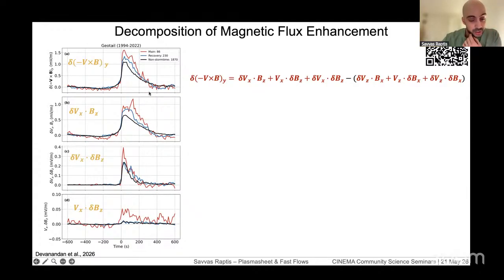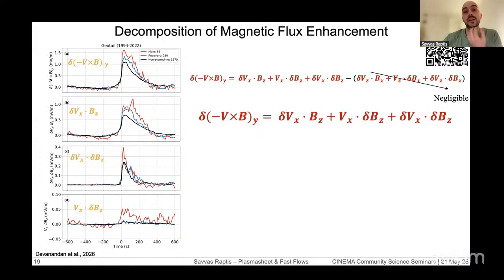Anusri took all the events we had and showed that the difference in EY can be decomposed into different components. So we have the difference in the velocity multiplied by the background field, the difference in velocity multiplied by the difference in field, and the background velocity multiplied by the difference in the field. Then we also have the cross terms between the z component of the velocity and the x of the magnetic field, but those are extremely small, and therefore they were not really necessary to be plotted.